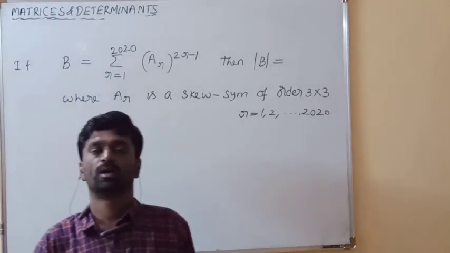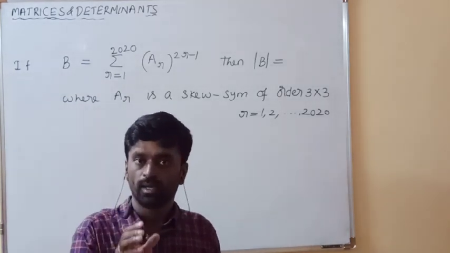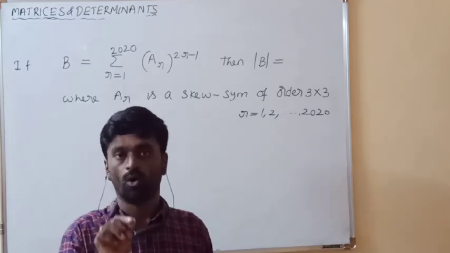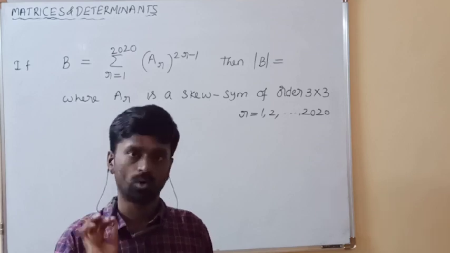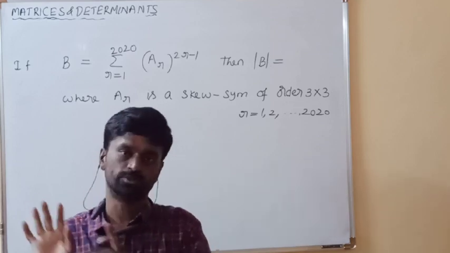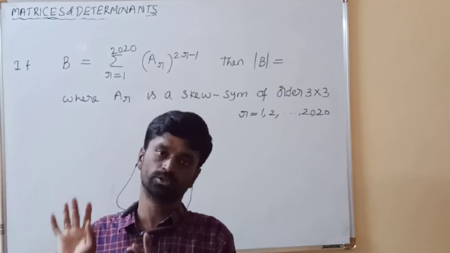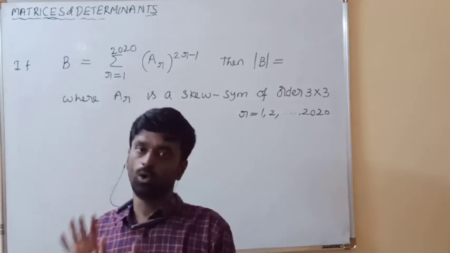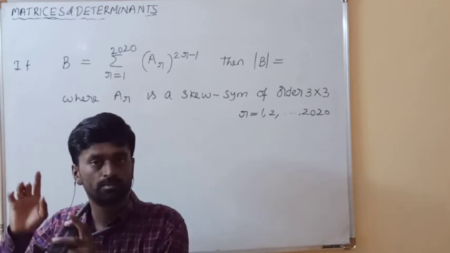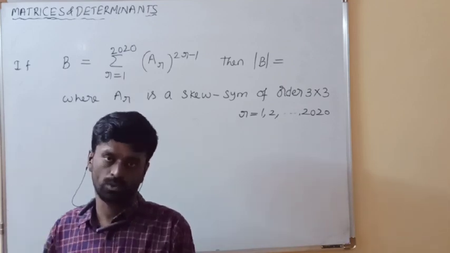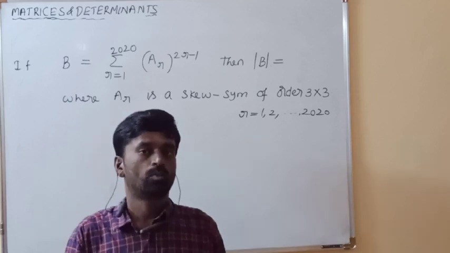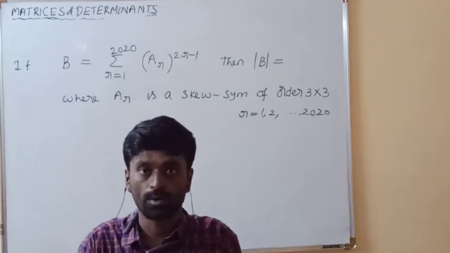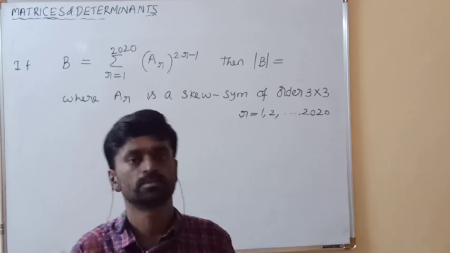So what is the concept behind this? If A is a skew symmetric matrix of odd order, then its determinant is 0. Okay. If A is a skew symmetric matrix of even order, then the determinant of that matrix is some perfect square. So the point you have to remember is: if A is a skew symmetric matrix of odd order, then its determinant is 0.